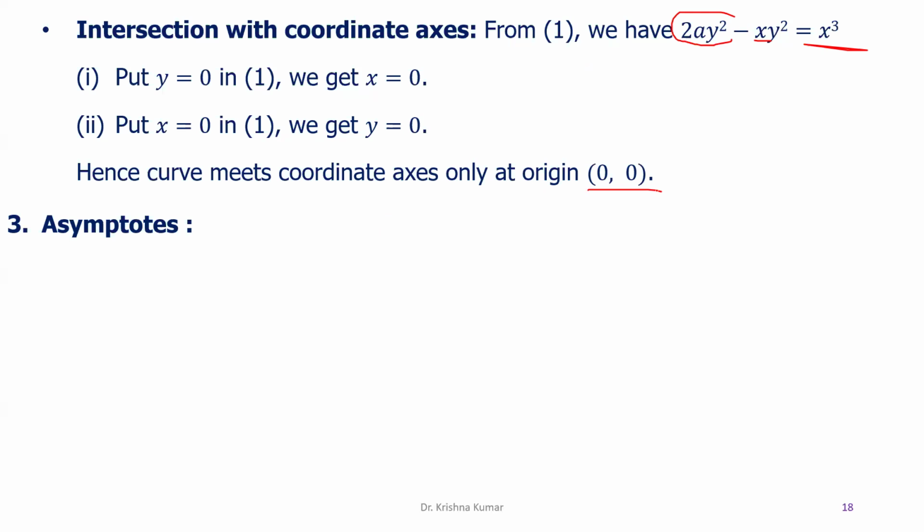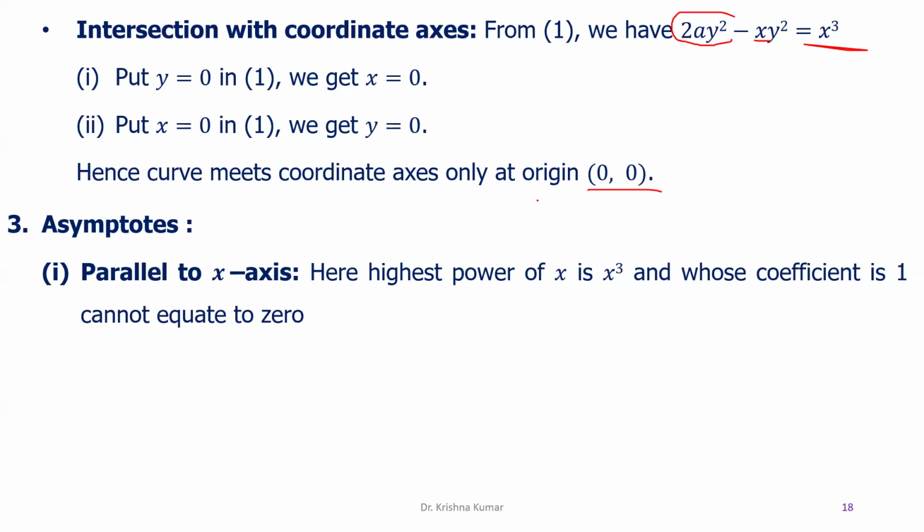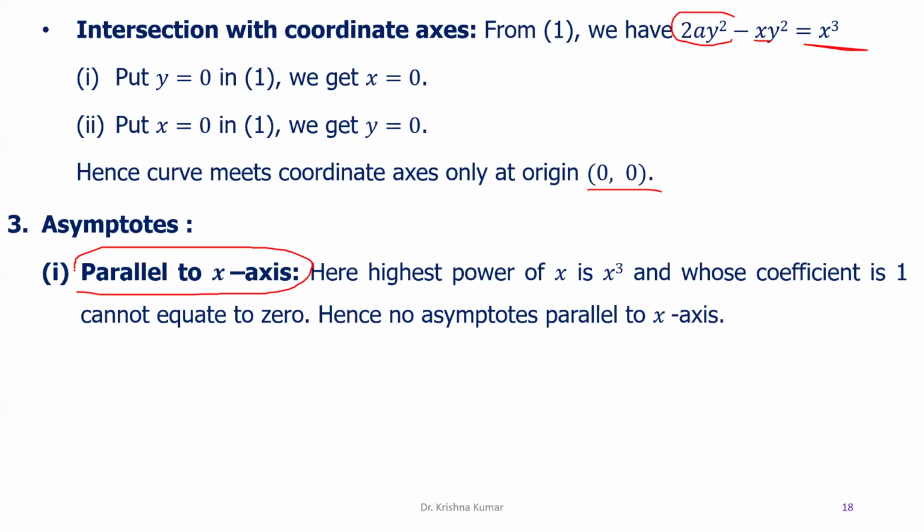Now the next thing is the asymptotes. What is the meaning of asymptotes? An asymptote is a straight line which is at a finite distance from the given curve but intersects it at infinity. There are three types of asymptotes. First is asymptotes parallel to the x-axis.